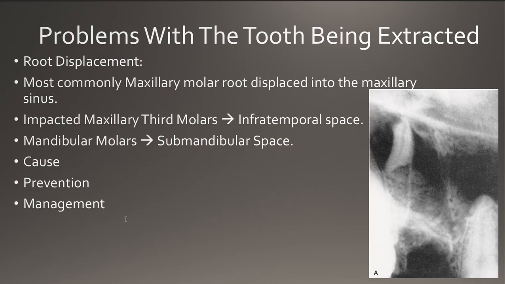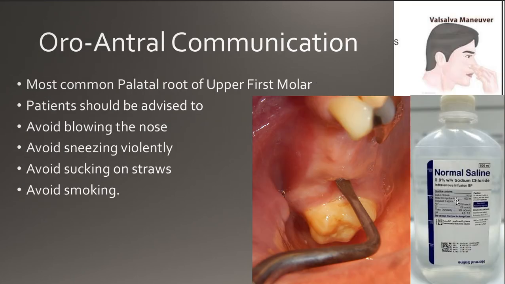Now, how to assess if we had an oroantral communication? First, with an x-ray, we will see that the root is not present. We can irrigate with normal saline and ask the patient if he feels anything going to the nose. We avoid the Valsalva maneuver because if it's a small opening, it can become larger. So we try to avoid it. And we avoid probing as well because if it's small, it can get larger.